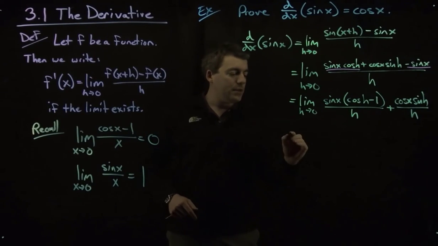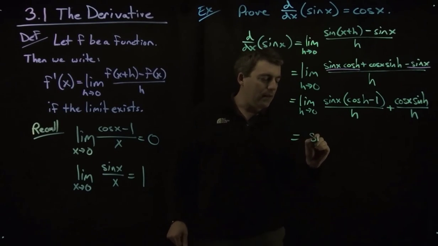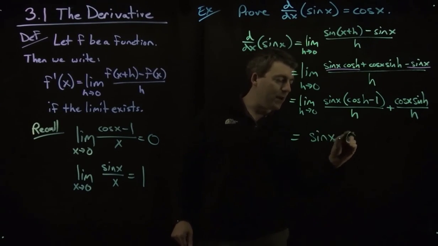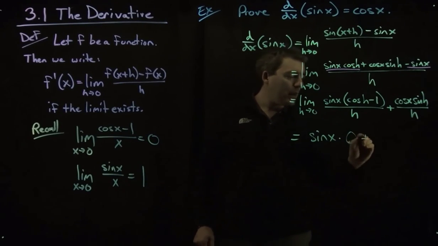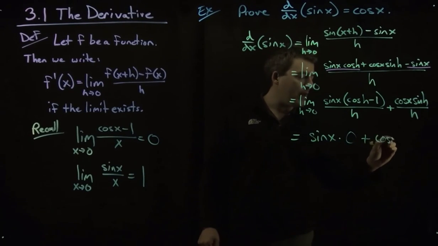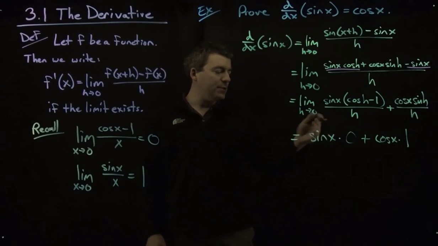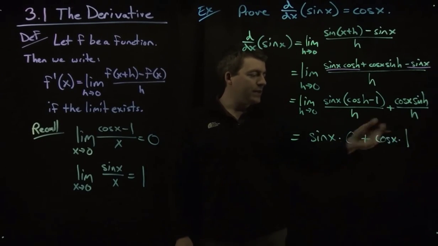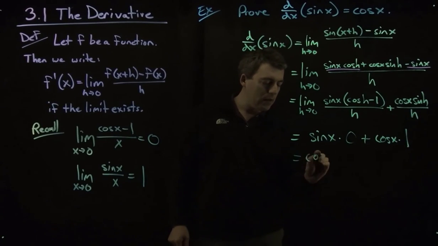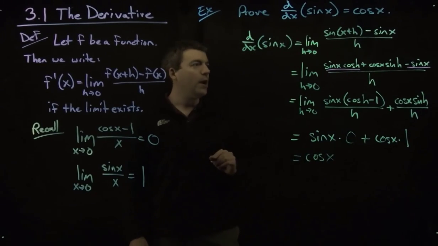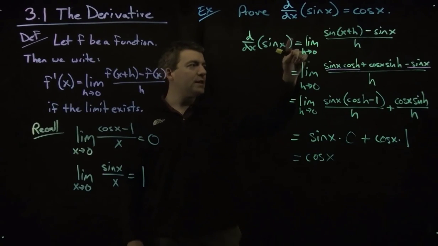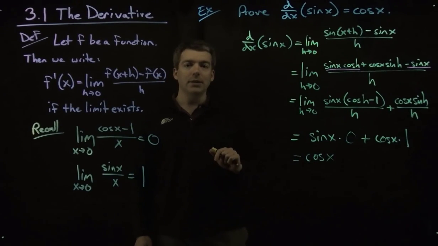Okay, so we have that this is sine of x times 0 plus cosine of x times 1. Well, sine of x times 0 is just 0. Cosine of x times 1 is cosine of x. Okay, so the derivative of sine of x is cosine of x.